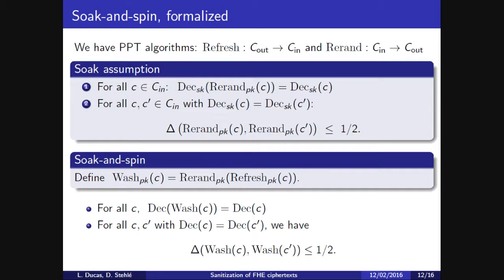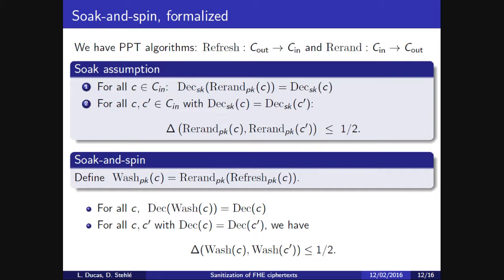More formally, the strategy we call soak and spin is the following. We have two polynomial time algorithms. The refresh algorithm that's given to us by the FHE we're going to build upon, sending C out to C in, and this re-randomization procedure, just consisting of adding noise, that sends C in back to C out. And the only assumption that we need here is that the re-randomization function follows this soaking assumption.